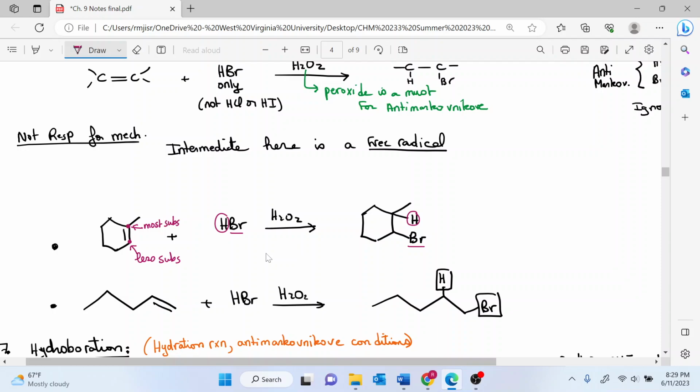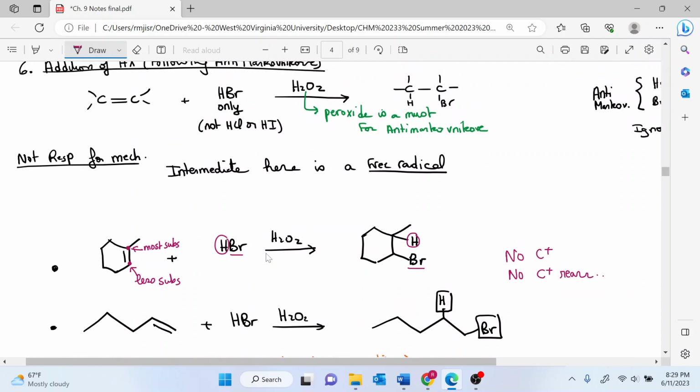There will be no carbocation, and there will be no carbocation rearrangement. This reaction happens only with HBr. It doesn't happen with HCl and it doesn't happen with HI. There are additional examples on hydrohalogenation in the practice problems. Please practice those.